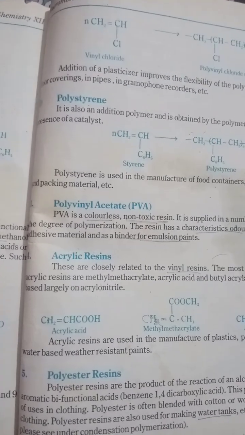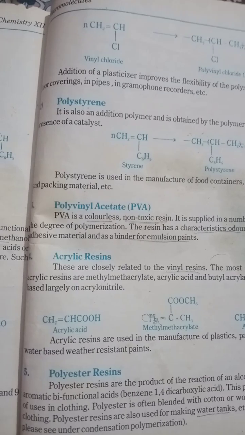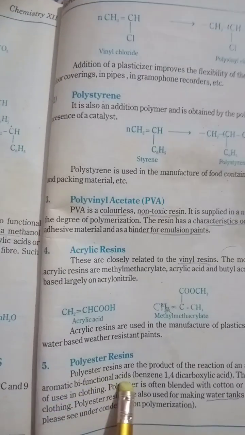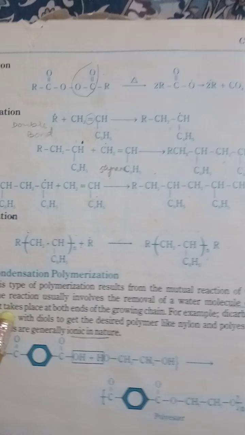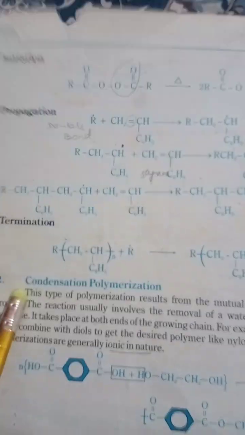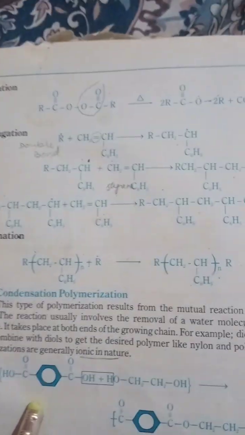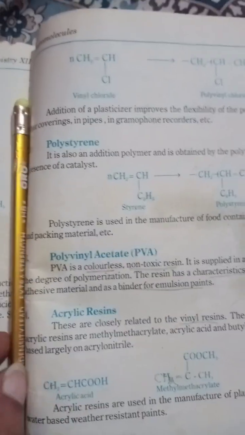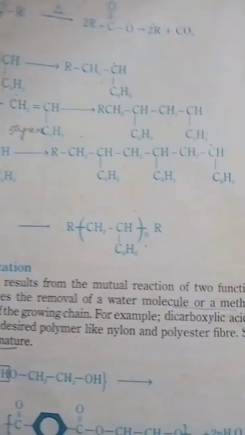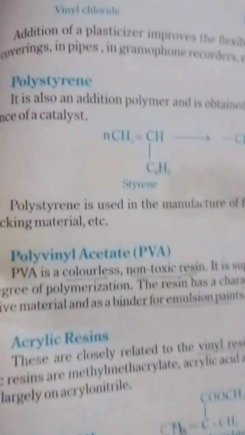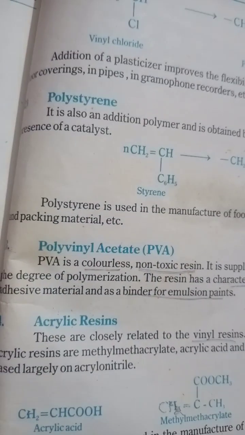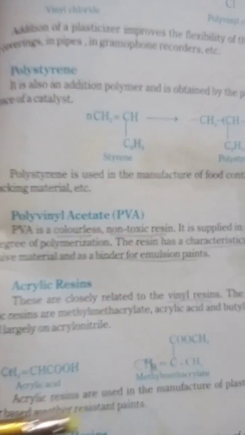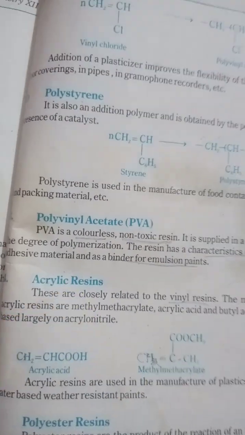And the polyester resins are the product of the reaction of alcohol with an aromatic bifunctional acid. This is the condensation polymerization reaction that you studied previously. In this type of polymerization, an alcohol and a diacid are used, and polymerization occurs due to the removal of water or methanol. These polyester resins are used in clothes and water tankers.